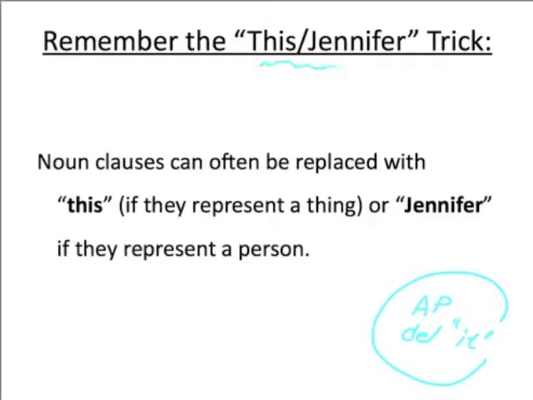So the this Jennifer trick, which is actually my own little test, should have a trademark there, Barbara's trademark, the this Jennifer trick. Okay, noun clauses can often be replaced with this if they're sort of thing, concept noun clauses, or Jennifer if they represent a person. Like a noun clause that subordinates with whoever, for example, would be a person. Let's look at some sentences and try the this Jennifer trick.